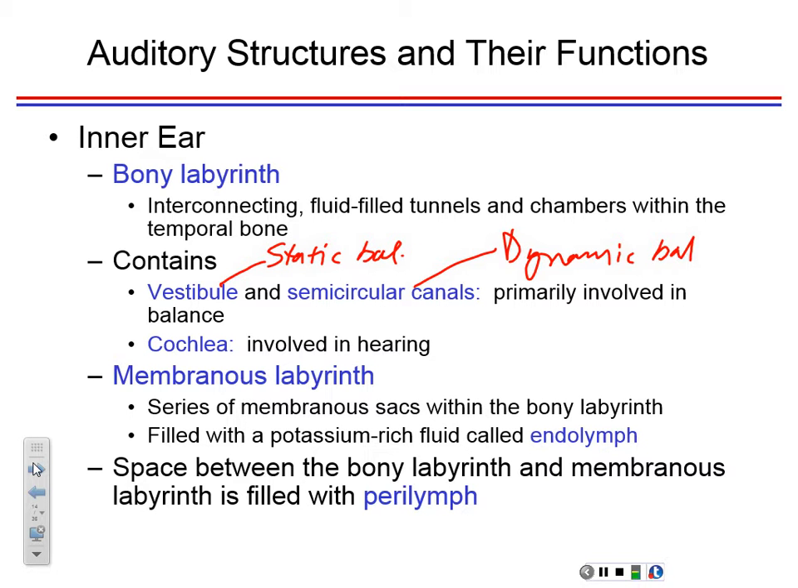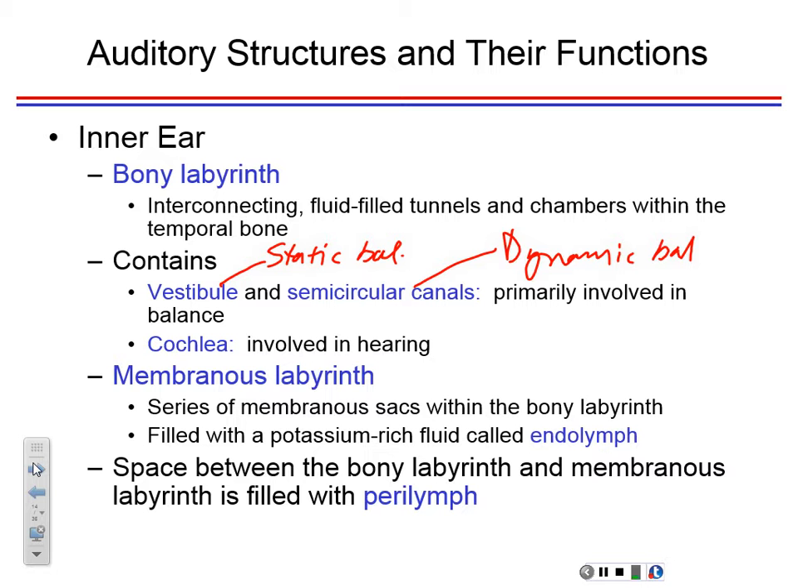And then the cochlea is what's involved in hearing. That's why we said at the beginning the internal ear is involved in hearing and balance. Two types of balance: one when your body is moving and one when your body is not moving. And it's due to gravity, detecting the position of the head due to gravity, and also linear acceleration and deceleration. Okay, it's the vestibule, and then the cochlea for hearing.